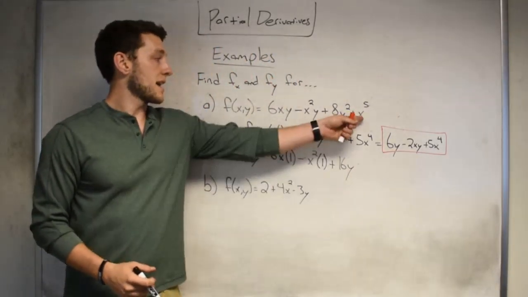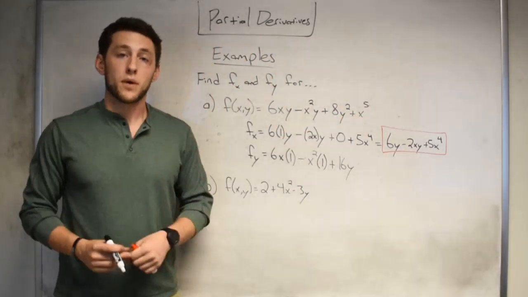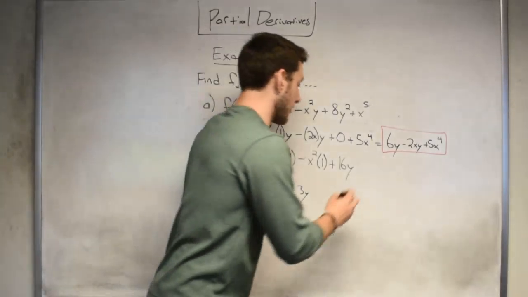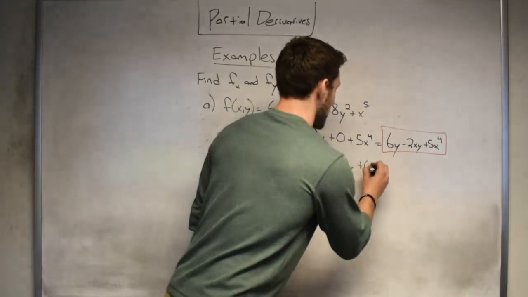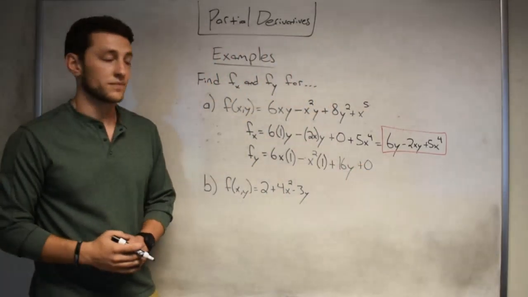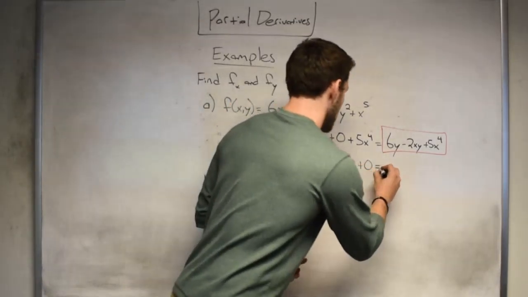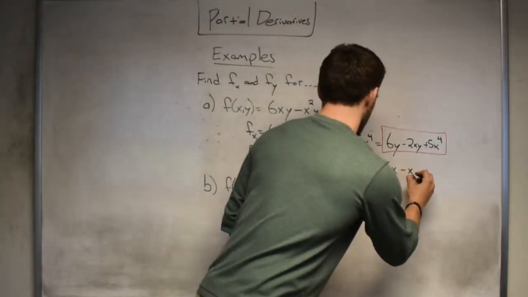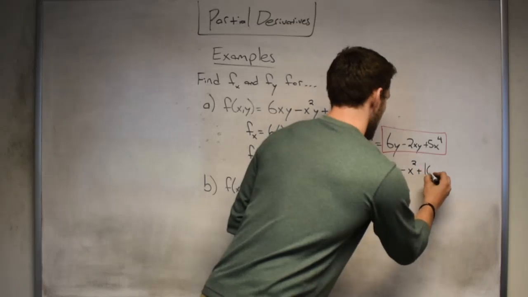Last but not least, this x to the 5th term does not have a y attached to it, so it is no better than just a constant, so therefore when I derive it, it becomes 0. Upon simplification, this gives me 6x minus x squared plus 16y.